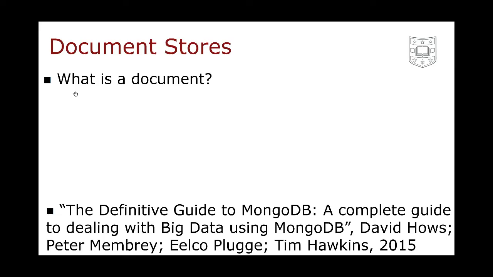So first off, we need to talk about what a document is. MongoDB is an example of a document store. It's in the business of storing documents. Later on, we're going to contrast this with a relational database, which is in the business of storing tuples, right? So we're going to talk about that a little bit.